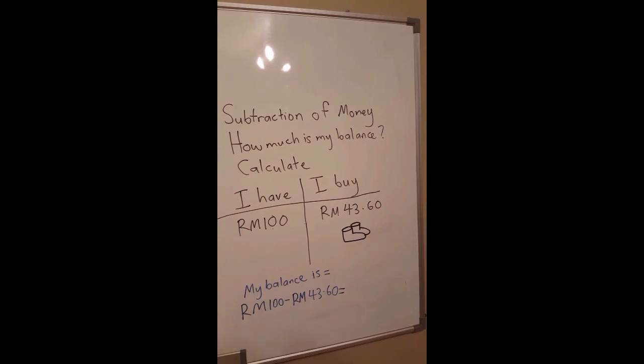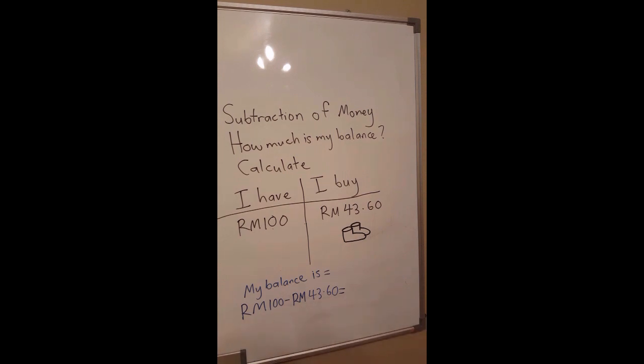Let us do another problem with subtraction. Let's say I have 100 ringgit and I buy a pair of shoes that cost 43 ringgit and 60 cent. So, to find my balance, I need to first write out a number sentence. So I have 100 ringgit minus 43 ringgit and 60 cent.